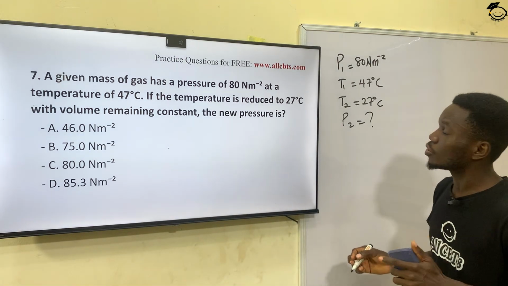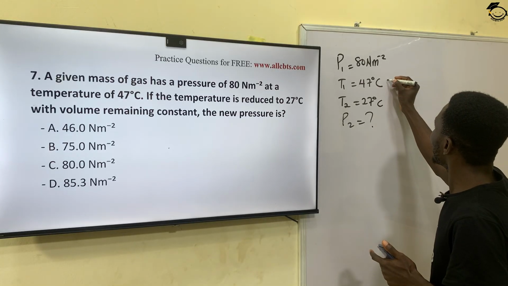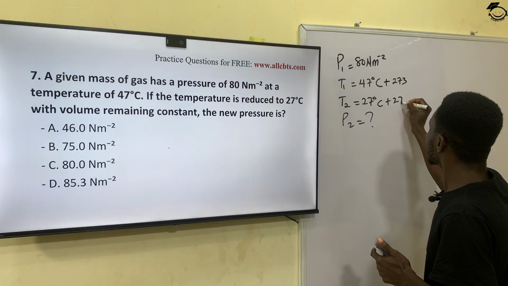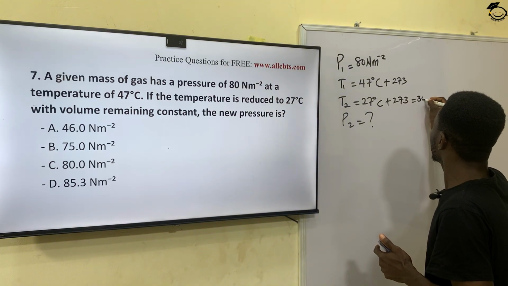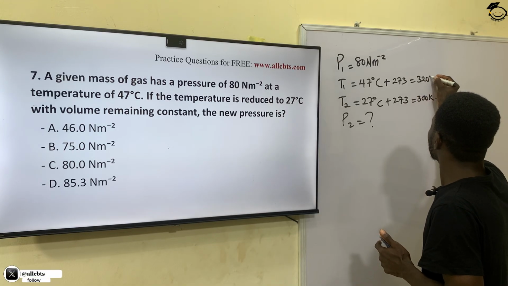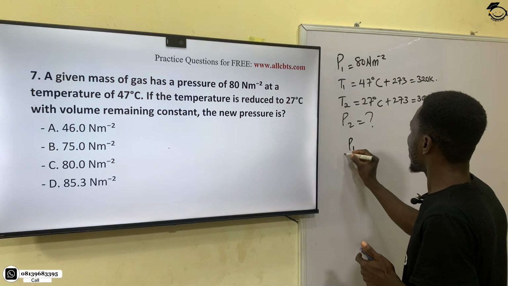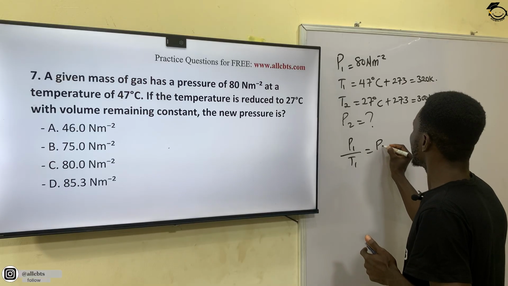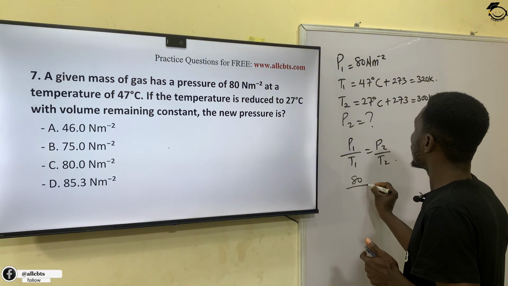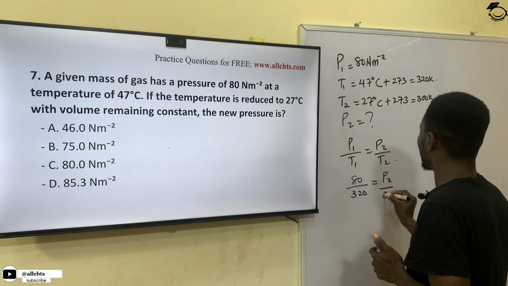So looking at this question, you know that this is gas laws. The first thing I'm going to do here is to convert these two to Kelvin. So this plus 273, plus 273. This will give me 320 Kelvin and this will give me 300 Kelvin. So the formula I'm going to be using here is P1 over T1 is equal to P2 over T2. I'll just input my values. So I have 80 over 320 is equal to P2 over 300.